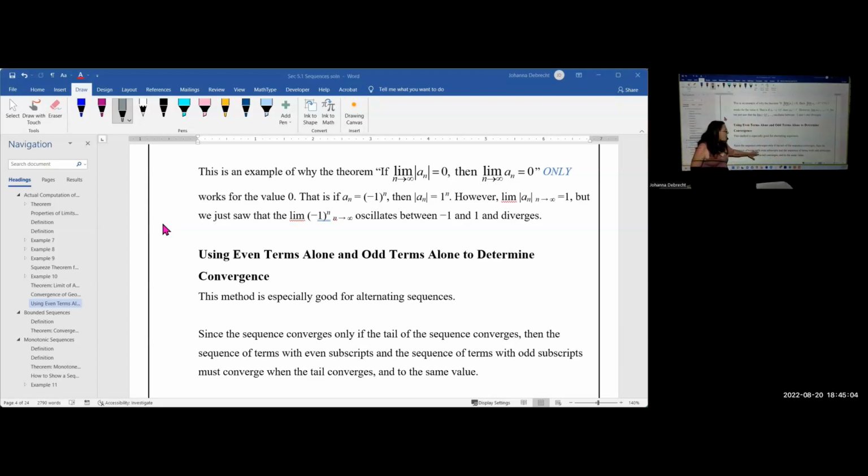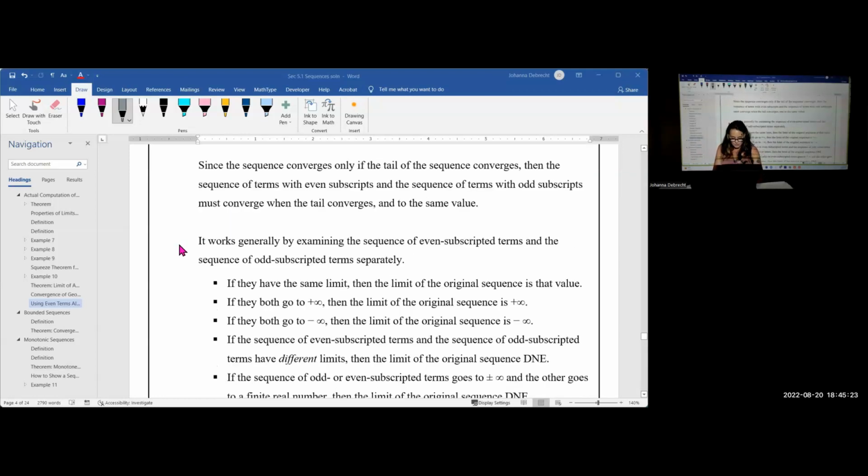If we look at just the odd subscripts and they approach some particular value and the even subscripts approach the same value, then we know that the sequence itself must approach that value. However, if they go to different values, then the limit of the sequence does not approach a particular value, right?